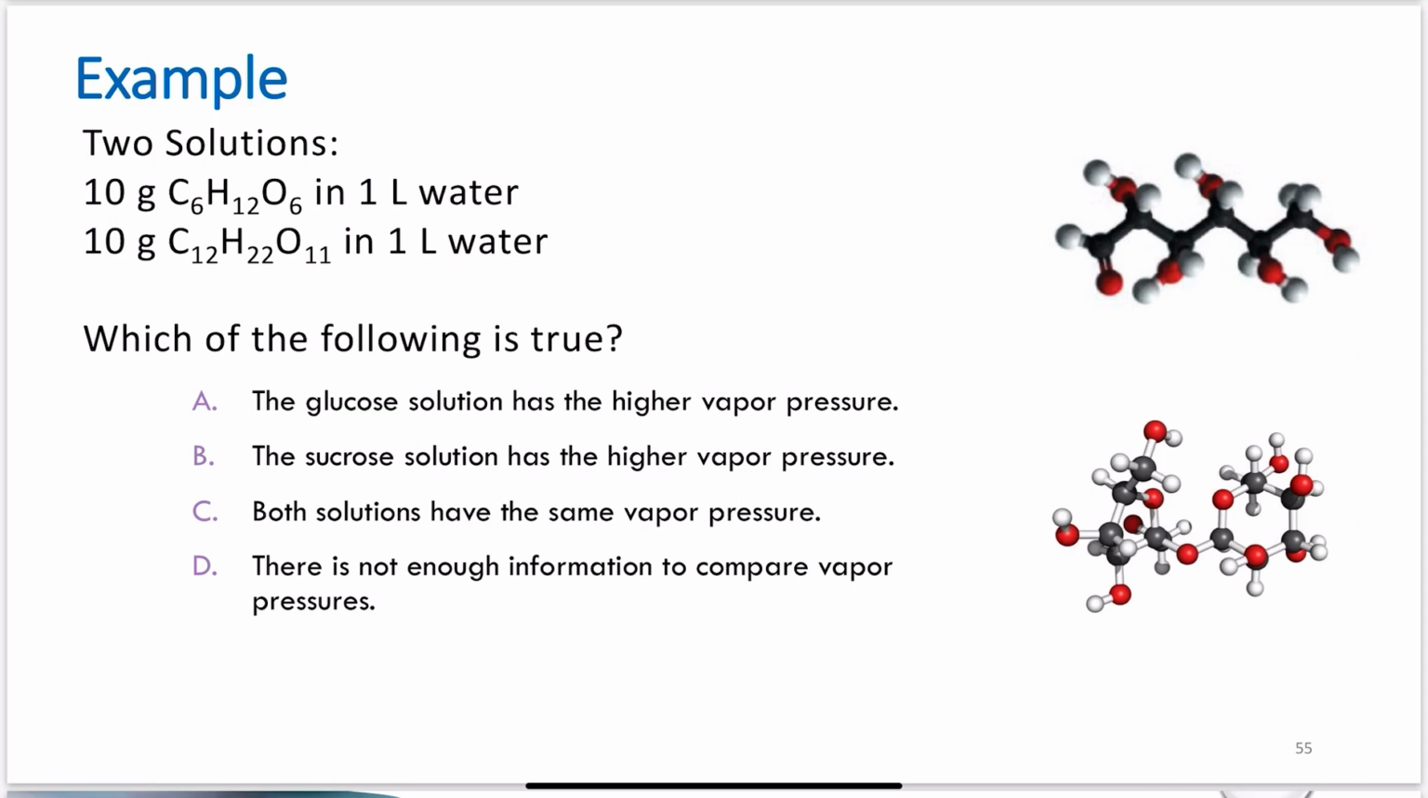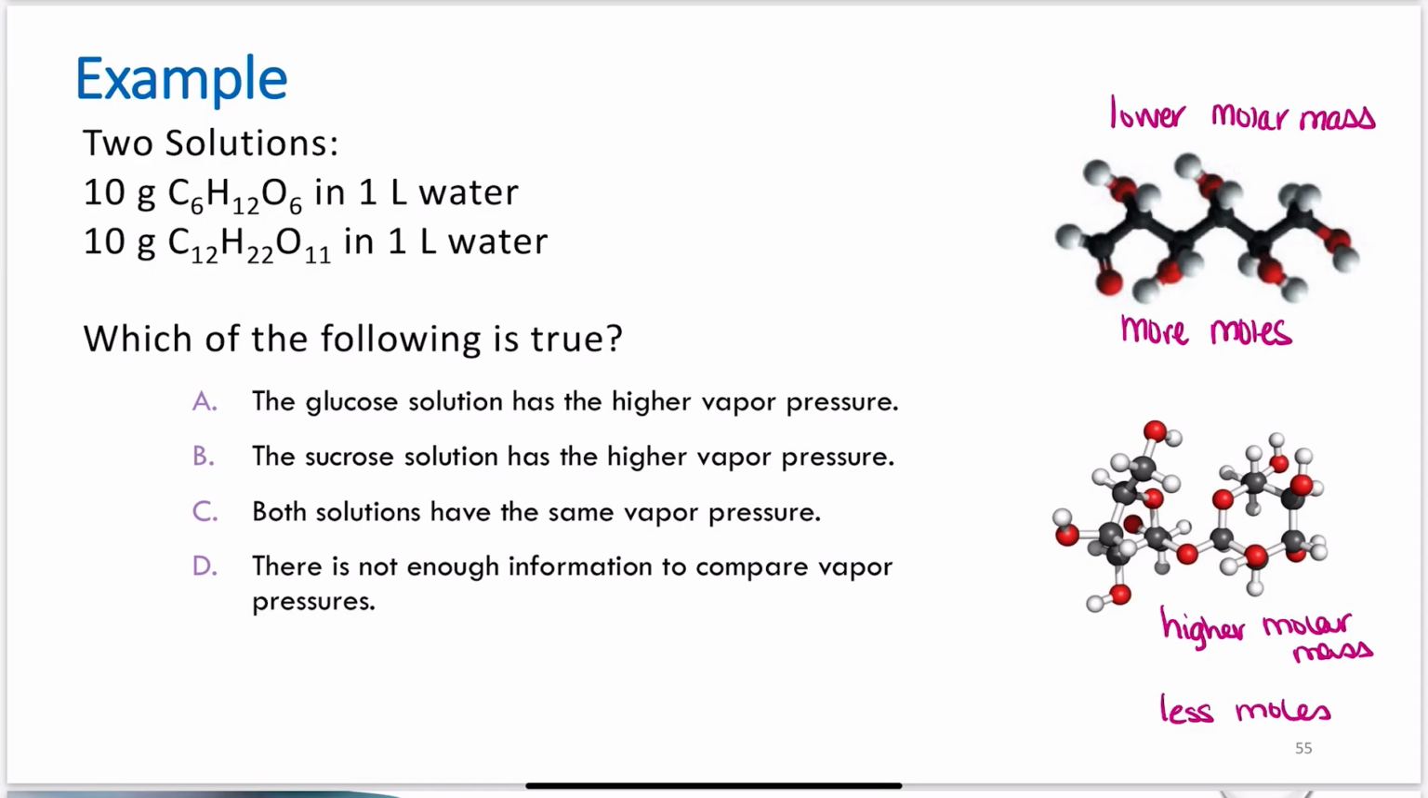So this one has a lower molar mass. If I have 10 grams of it with a lower molar mass, that means this one will have more moles if I have 10 grams of it. This has a higher molar mass. If I have 10 grams of it, I have less moles. It just takes more of it to get the same number of moles. So, how does that help me though?